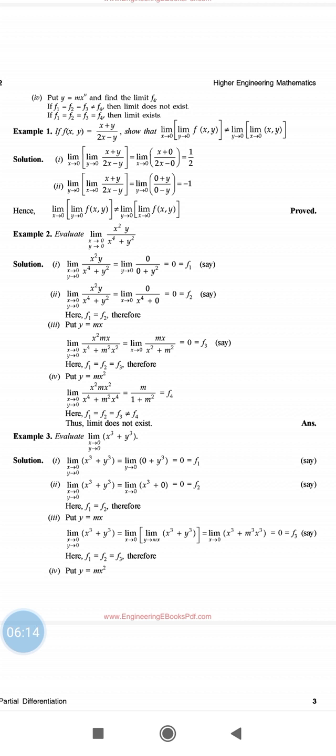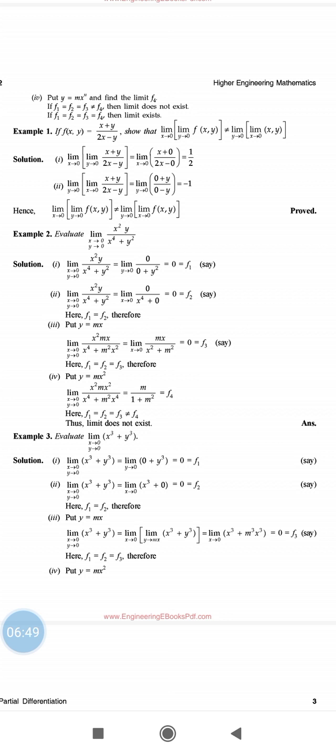And the third case, we put y equal to mx. What happens? That also becomes 0. Then we put y equal to mx square. What happens? Limit x tending to 0, y tending to 0, x square y divided by (x raised to 4 plus y square). Put y equal to mx square. We get x square times mx square divided by (x raised to 4 plus m square into x raised to 4). Taking x raised to 4 common, m divided by (1 plus m square), x raised to 4 gets cancelled. M divided by 1 plus m square, that is f4. Thus the limit does not exist.